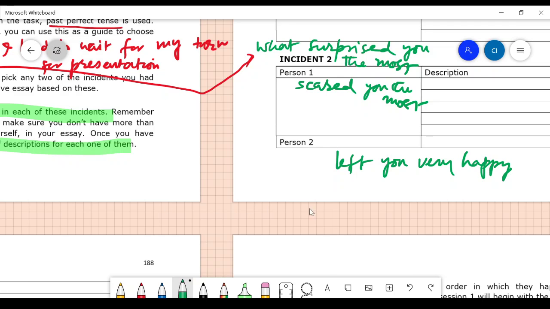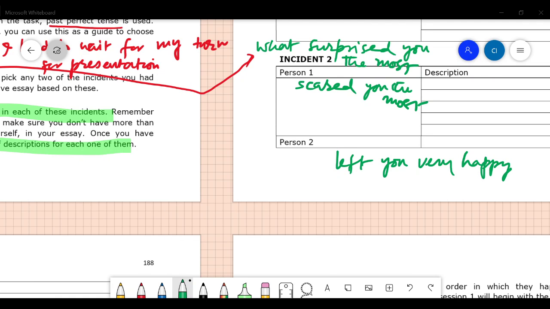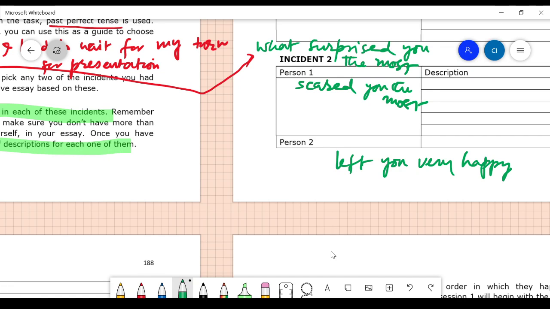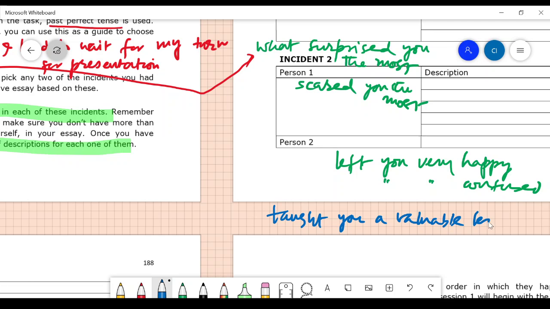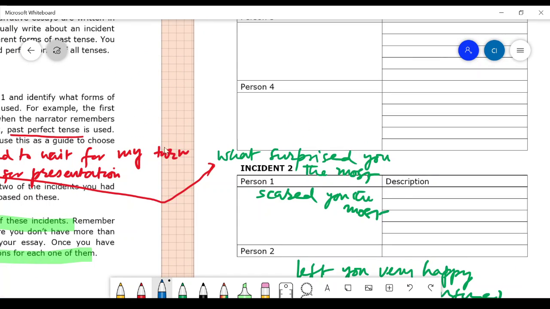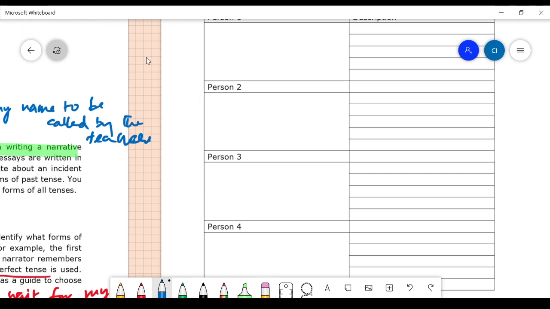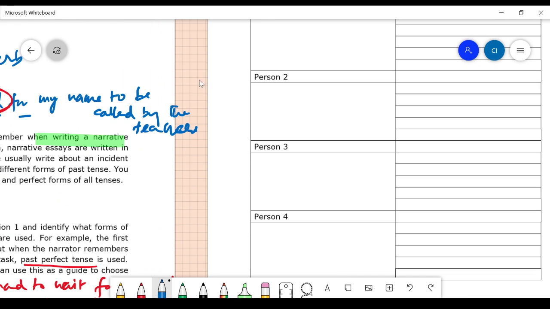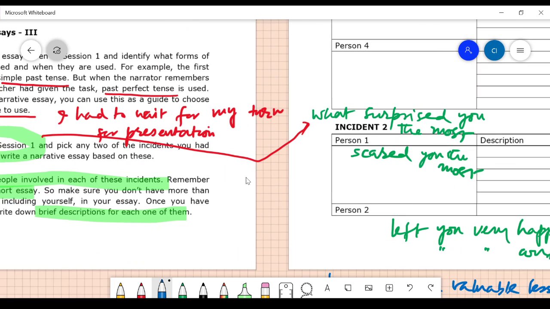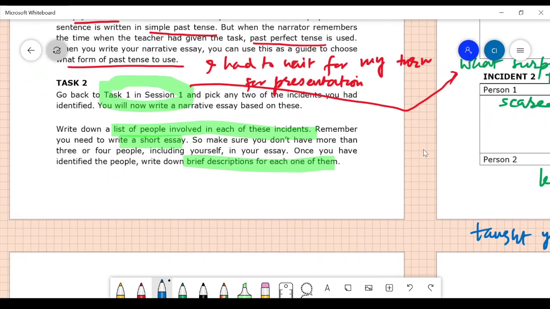Okay. And then what is the next point there in session 1, task 1? What left you confused? And lastly, what taught you a valuable lesson? These 5 points are there in session 1 task 1. But I think he is asking you to write separate incidents and a description about the person. So let me just try.